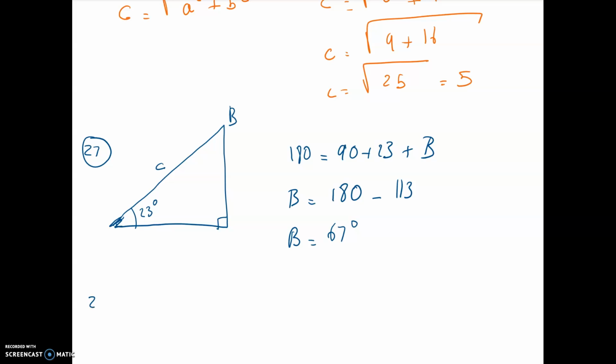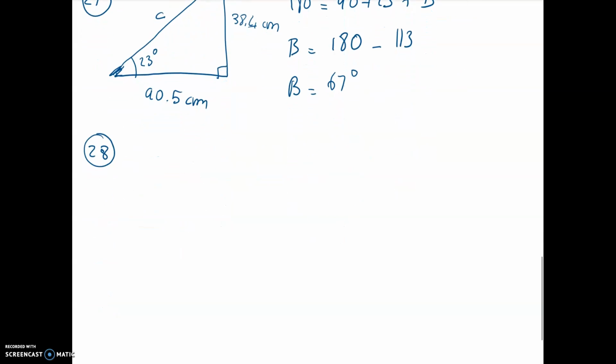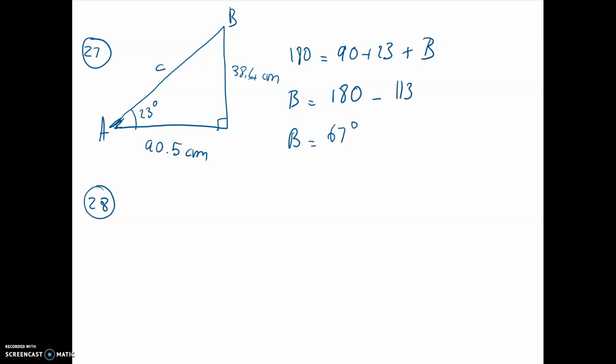Let's try to find now, for the same triangle, problem 28, the side C. So I know there is 38.4 centimeters for that side and 90.5 centimeters for that side. If that is B, let's call that A and let's call that C. By using the Pythagorean theorem, I know that AC squared plus AB squared equals BC squared. So I'm looking for BC squared, because BC is defined as the side C.